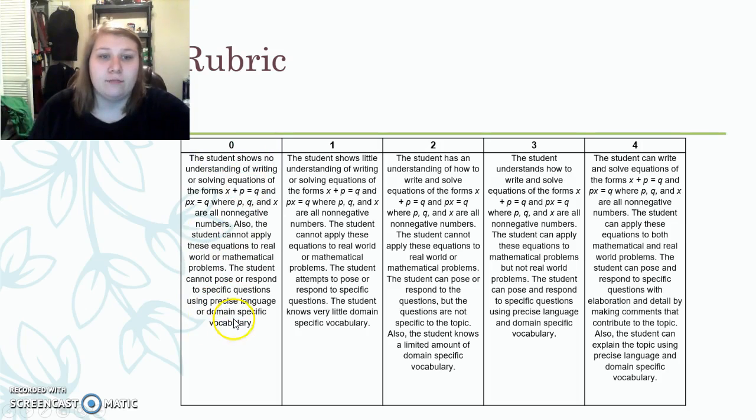The next thing that we made was a rubric, and I did from 0 to 4, and 0 shows that the students didn't do anything. They didn't even attempt the problem. And then for 1, they attempted it, but they didn't really understand it. And then 2, they attempted it and they understood a little.